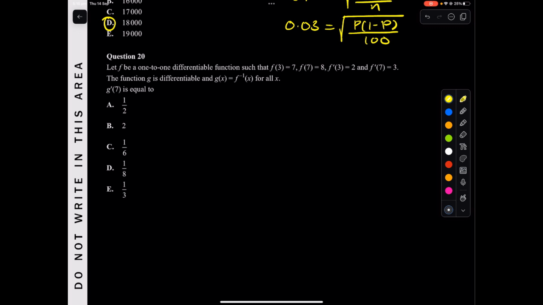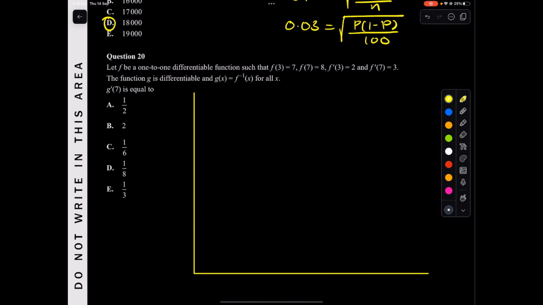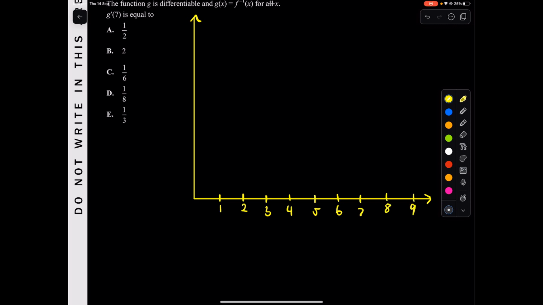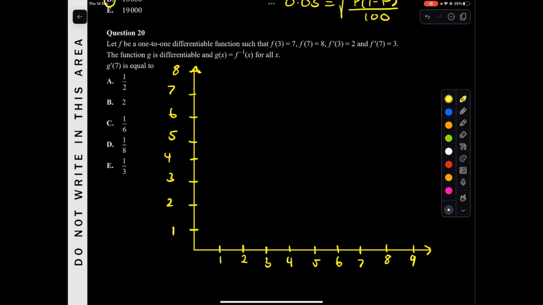I'm just going to sketch, because they didn't give us a lot of information. Okay, let's make a nice scale. So let's say this here is 1, 2, 3, 4, 5, 6, 7, 8, 9, and 1, 2, 3, 4, 5, 6, 7, 8. And let's sketch f first.